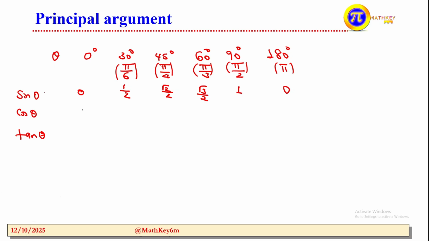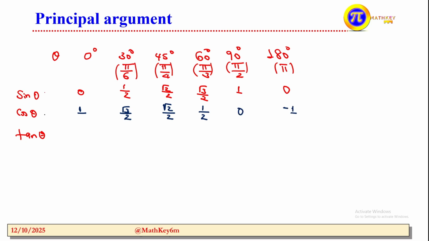Similarly, cos 0 is 1. Cos 30 degrees is root 3 over 2. Cos 45 degrees is root 2 over 2. Cos of 60 degrees is half. At 90 degrees it is 0. And cos of 180 degrees is negative 1.